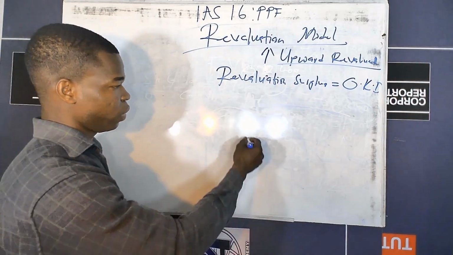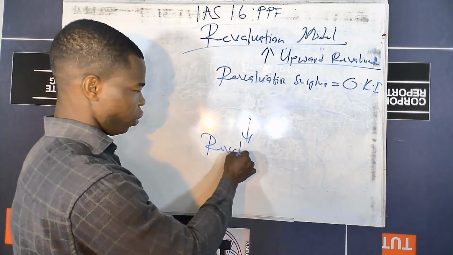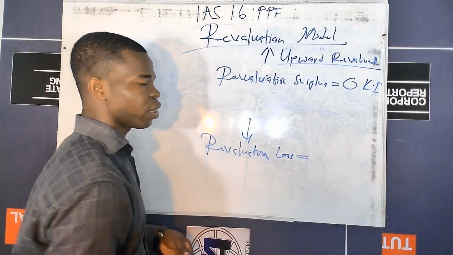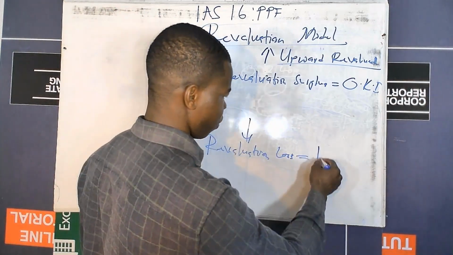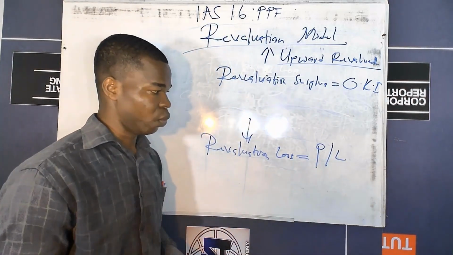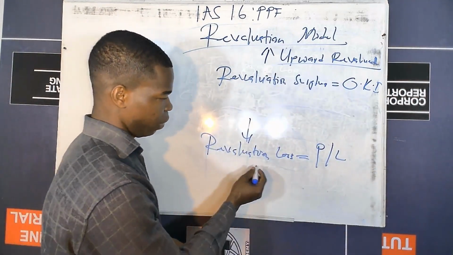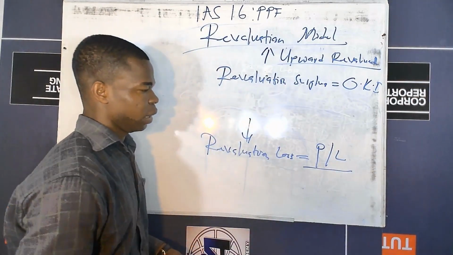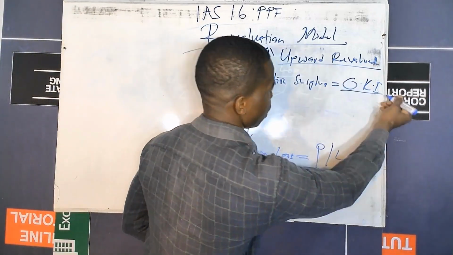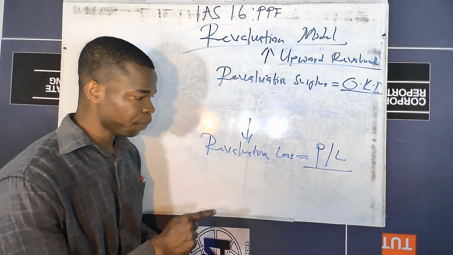Now let's come to downward revaluation. This will lead us towards revaluation loss. Revaluation loss is always taken to our profit or loss account, or the income statement. So please take note: when there's a downward revaluation, which leads towards revaluation loss, it is going to be taken to your P&L account, and the revaluation surplus is going to be taken to your OCI. But let's look at these exceptions.